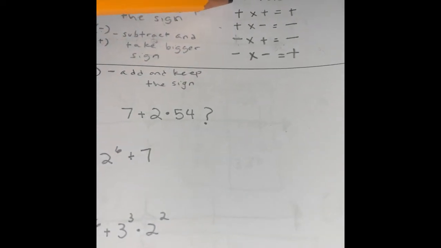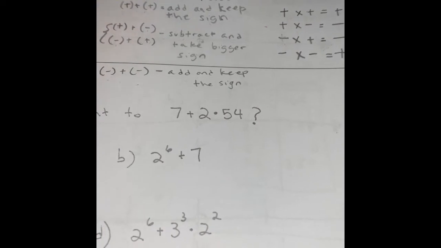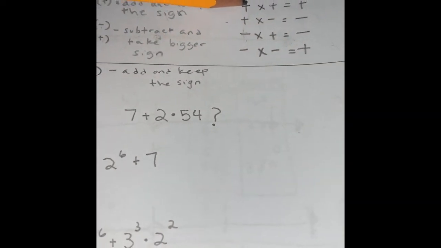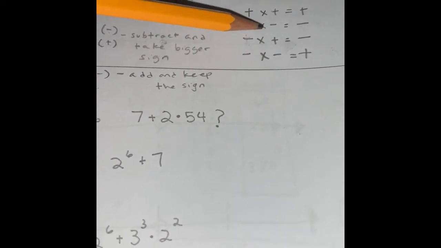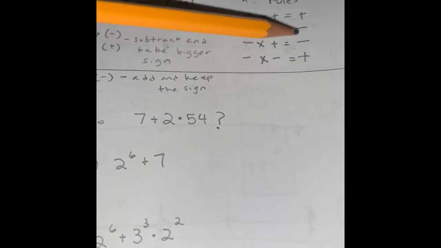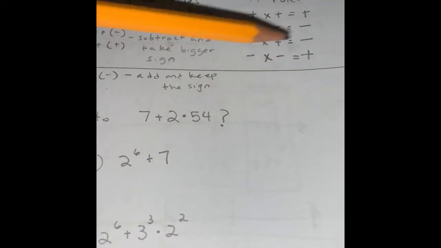Over here, we have the multiplication and division rules, and these are two different sets of rules: addition and subtraction, and multiplication and division. Positive times a positive equals a positive. Positive times a negative equals a negative. Negative times a positive equals a negative, and negative times a negative equals a positive. It's the same thing for division on these.